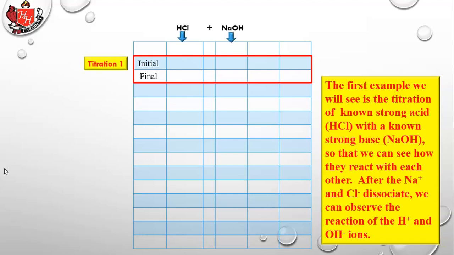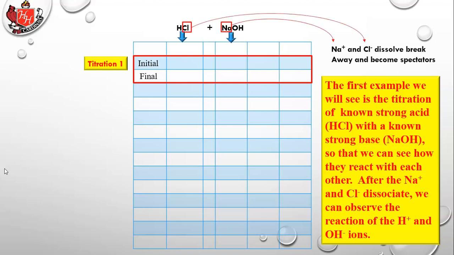So we're going to do a first titration. Now up above, in the column on the left, we have hydrochloric acid, and in the column on the right, we're going to add that to sodium hydroxide. What we're actually going to be dripping is the sodium hydroxide into the hydrochloric acid. Now, first of all, the chloride and sodium ions are going to dissociate because solubility rules tell you that they will dissociate in this situation. So you end up with Na plus and Cl minus, and they break away, but they simply become spectators.